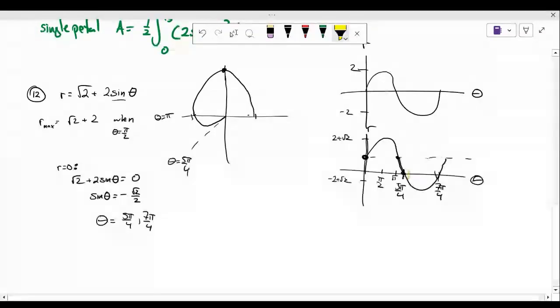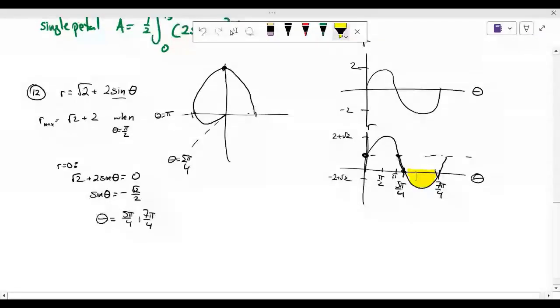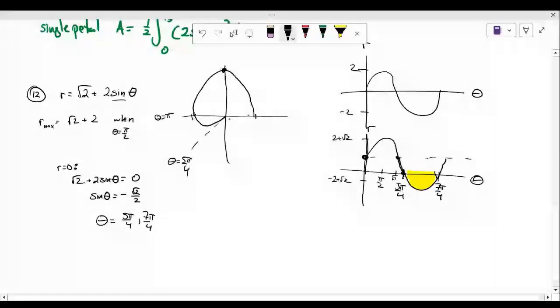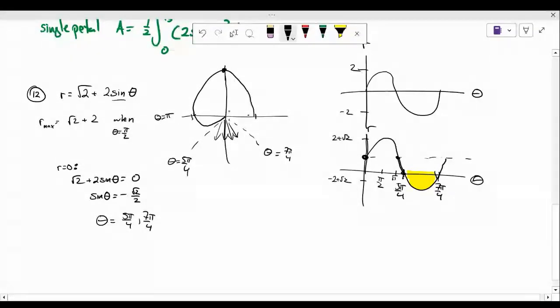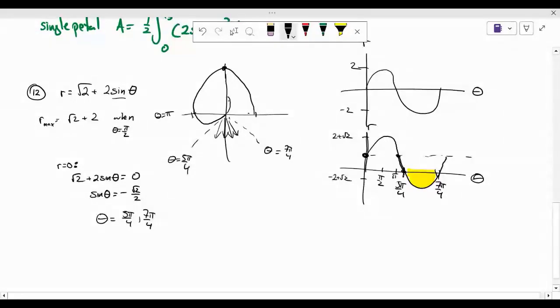And then notice that between pi over 4 and 7 pi over 4, r is negative. So r starts at 0. And then the radial directions, or positive directions, are this way for those angles, but r is negative, so we're going the opposite direction.